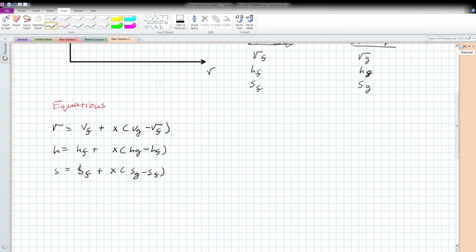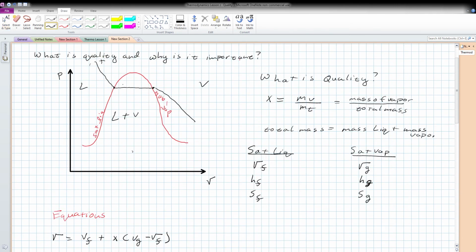Now, if I want to know how far along I am on this dome, well, if X is a percentage of my amount of stuff that I converted into vapor, then I can take the difference between these 2 points. If I know the difference and then I multiply it by the quality, I know the amount that I've passed.